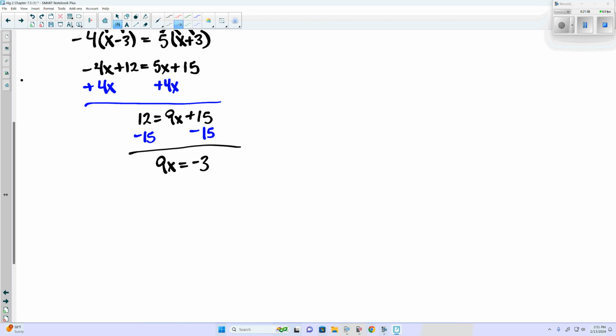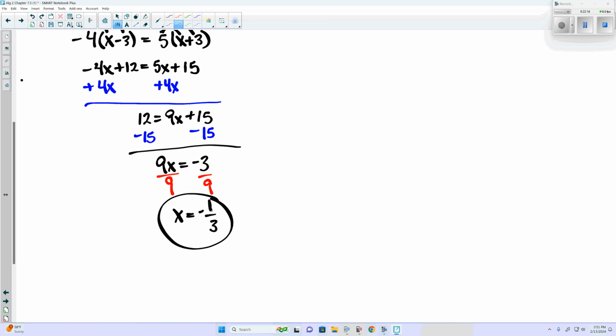So last but not least, we need to divide by 9. And negative 3 divided by 9 is 3, yes? Well, I hope it's not 3. No, I said that intentionally. It was mean. But negative 3 over 9 would reduce to negative 1/3. It's not one of our restrictions, so that is our solution.